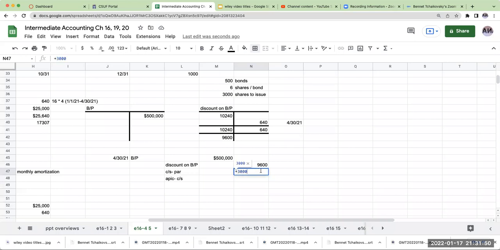Okay, plus 3,000 times 25. And then the rest of the amount is going to go to additional paid-in capital common stock. So it's whatever I need to do to balance. So this will give me 415,400.